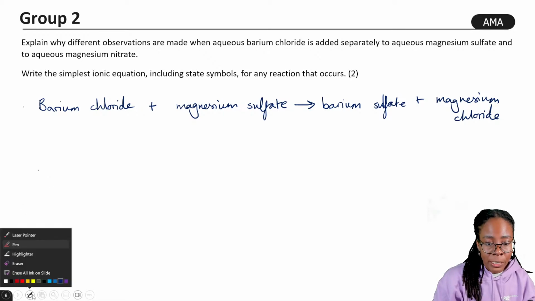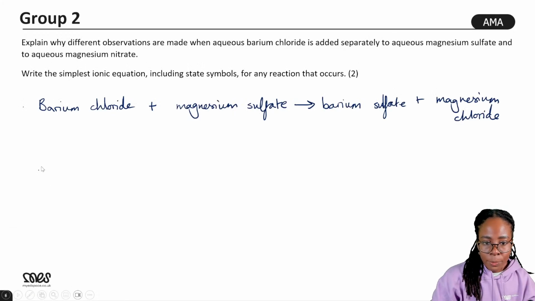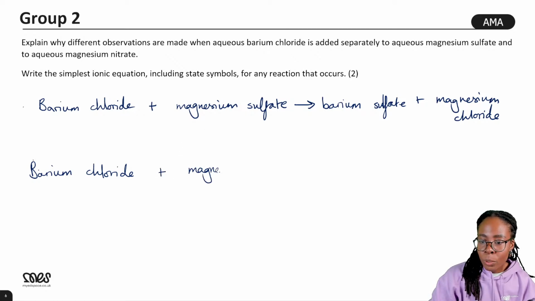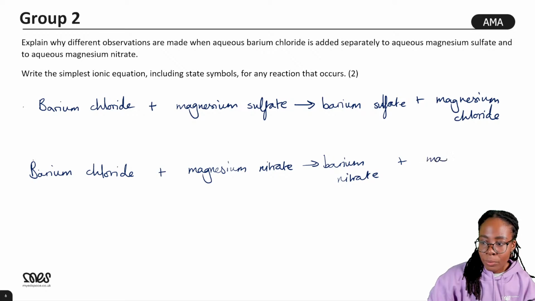Yes, they do always swap, Elia. Okay, for our second equation, if we had barium chloride, not two, if we think about the charges, right? Plus magnesium nitrate. Our products are going to be barium nitrate and magnesium chloride. Okay, now to consider what our observations would be, we're going to put in the state symbols.